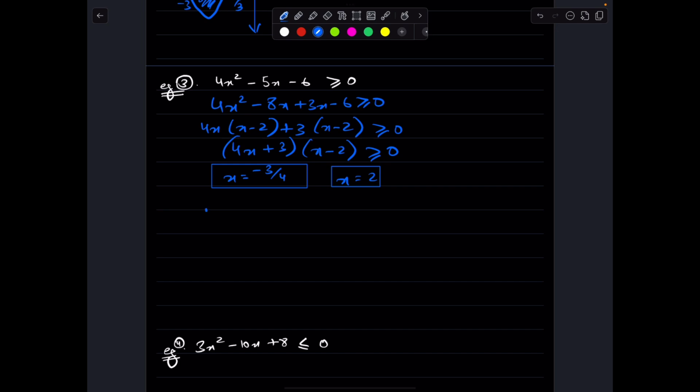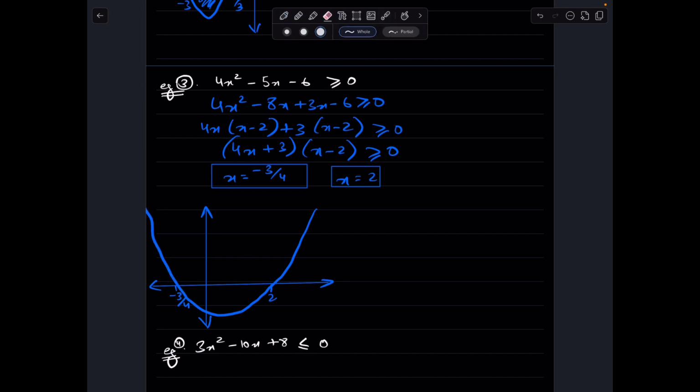The graph would look something like this. We had this, and this minus 3 over 4 would be somewhere here, and 2 would be somewhere here on the positive side. So our quadratic graph would look something like this. And the region we need is above the x-axis, since it is a greater than equal to sign. So this is the region we require, and we'll shade this.